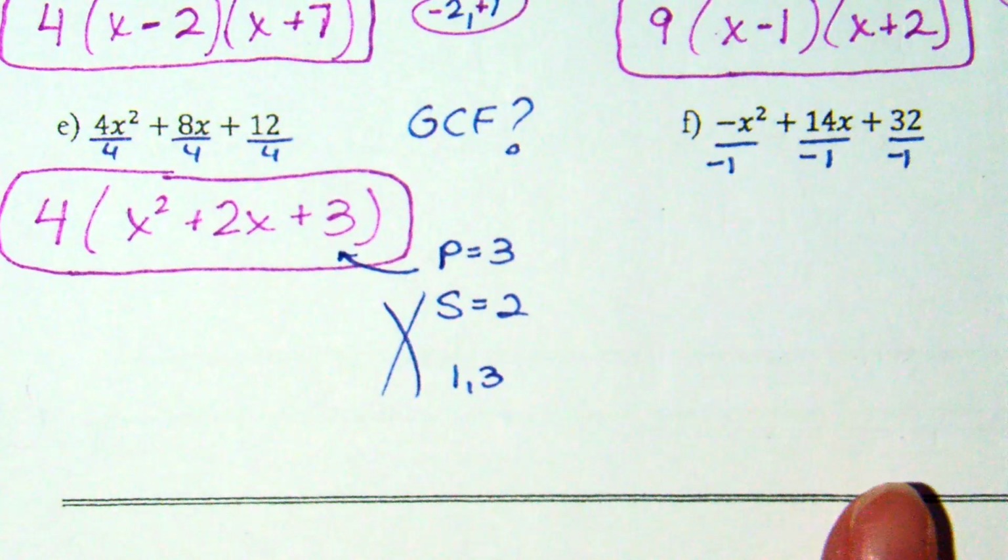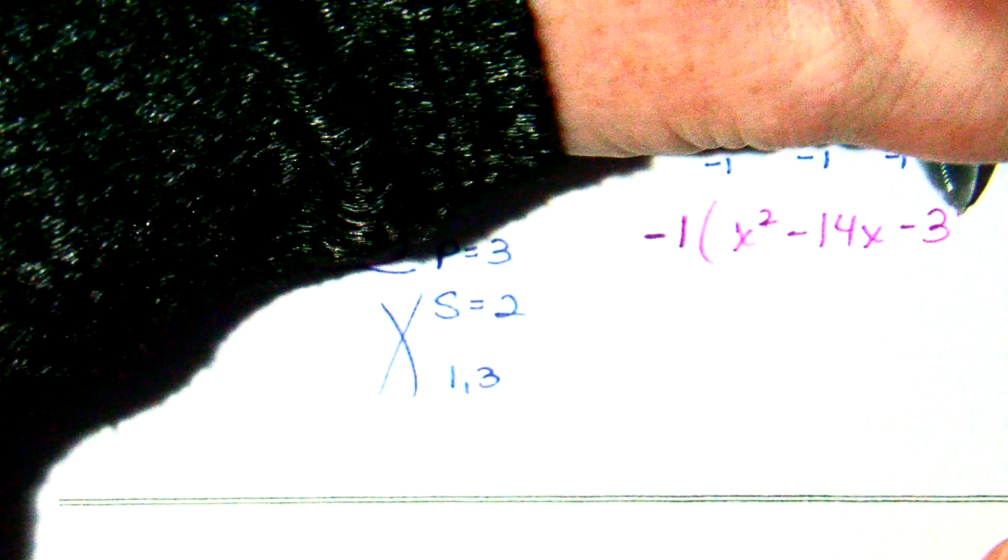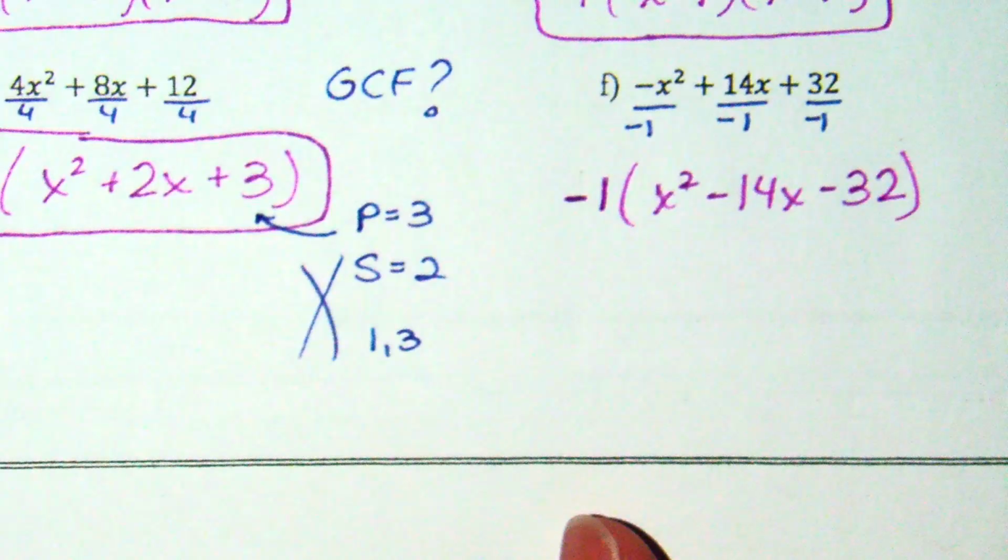And what happens when we divide everything by -1? Yeah, it changes the sign. If it's positive, it becomes negative. If it's negative, it becomes positive. So this becomes positive x squared minus 14x minus 32. Are we okay with that?